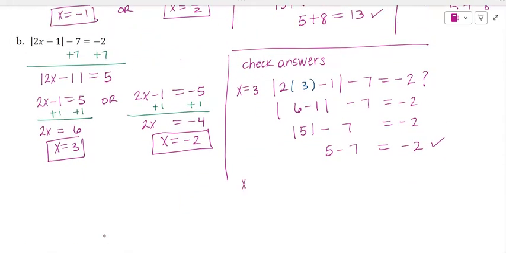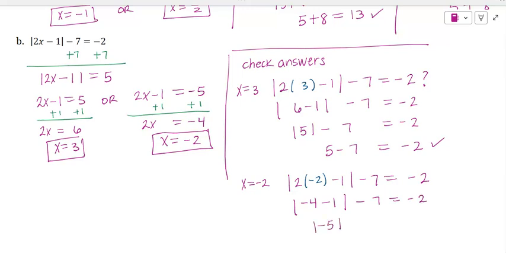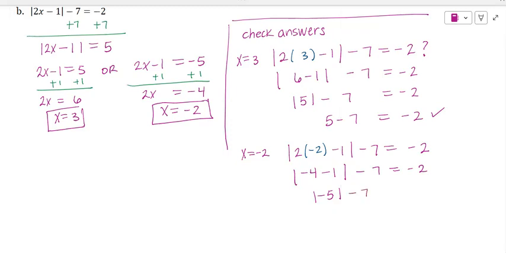Oops, let's check x is equal to negative 2. We have 2 times negative 2 minus 1. So negative 4 minus 1. And we're getting the absolute value of negative 5 minus 7. And so this is going to work. When I take those absolute value signs off, that's going to make the 5 positive, and we are getting that our second answer worked as well.